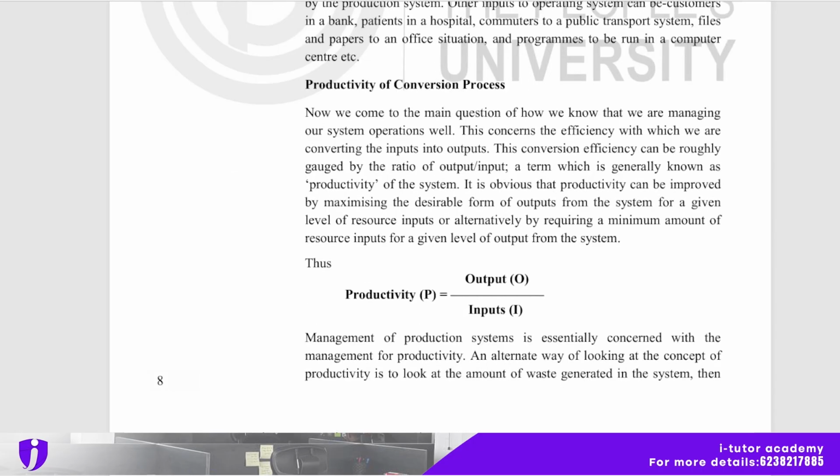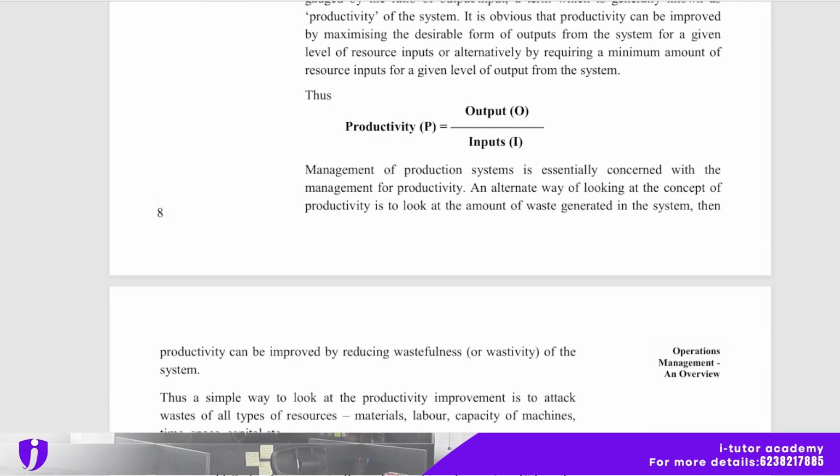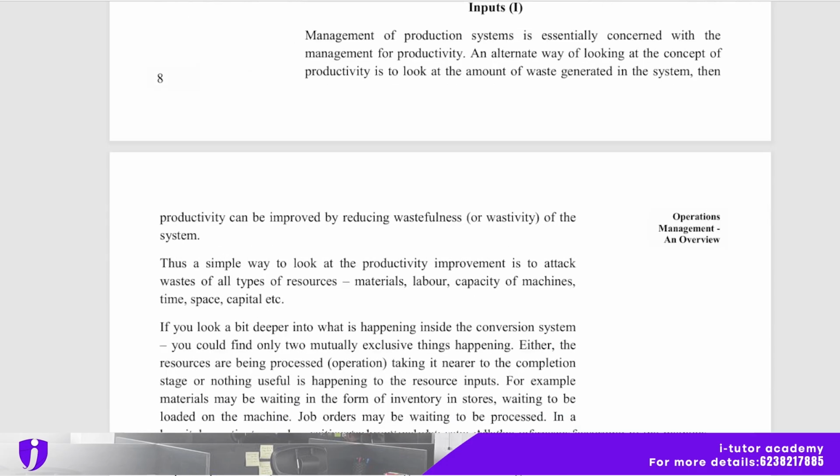And productivity of the conversion process. Now we come to the main question of how we know that we are managing our system operations well. This concerns the efficiency with which we are converting the input into outputs. This conversion efficiency can be roughly gauged by the ratio of output to input, a term which is generally known as productivity of the system. Productivity P is equal to output divided by input. Management of a production system is essentially concerned with the management of productivity.